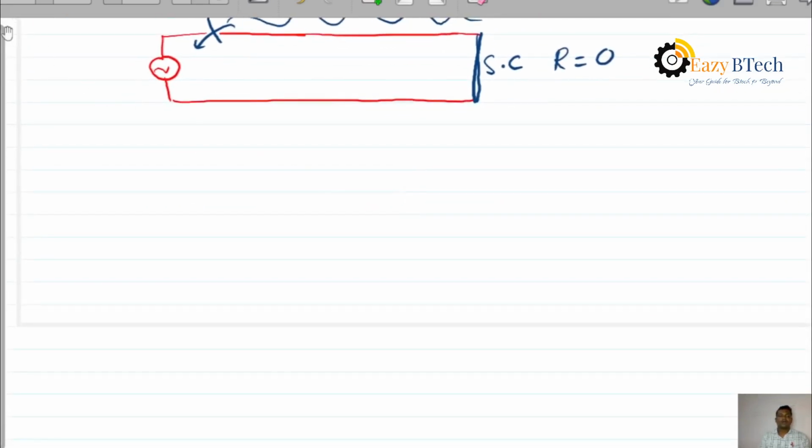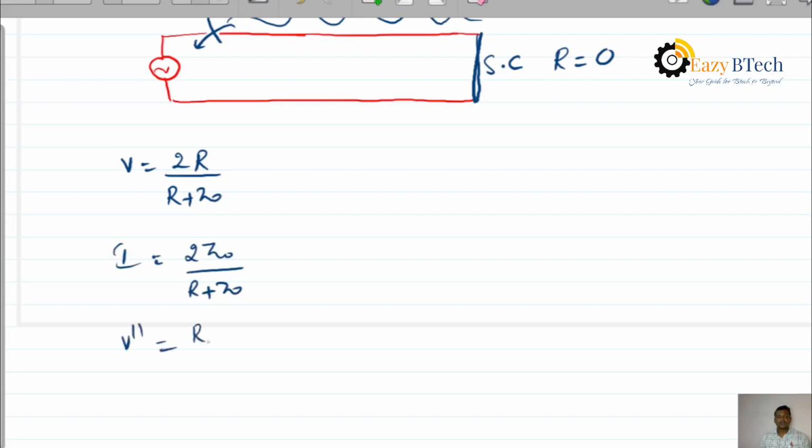Already we know the formulas when the line is terminated through a resistor. V equals 2R divided by R plus Z naught. The current waveform I is 2 into Z naught by R plus Z naught. The reflected voltage waveform is R minus Z naught by R plus Z naught. The reflected current waveform is minus R minus Z naught by R plus Z naught. These are the formulas for the line terminated through resistance.